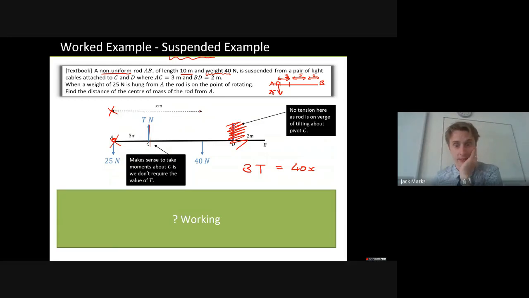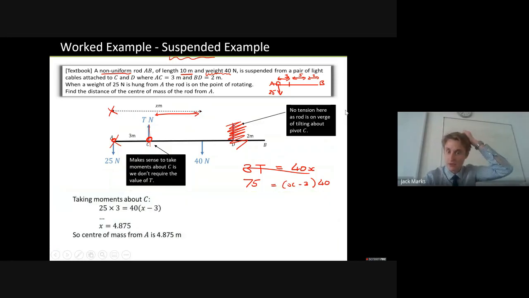Maybe we could pick an easier place. So maybe we pick the moments here instead. On this occasion, I might do that. I think it's probably easier. So 25, 3 to the left. So that's 75. Yep, just 75 on the left. And here, this distance, what's this distance? Well, it's x, but it's 3 less than x. So it equals x minus 3 times 40. Look, there you go. That's a much easier one to solve. So that's probably the way that I would solve this one.